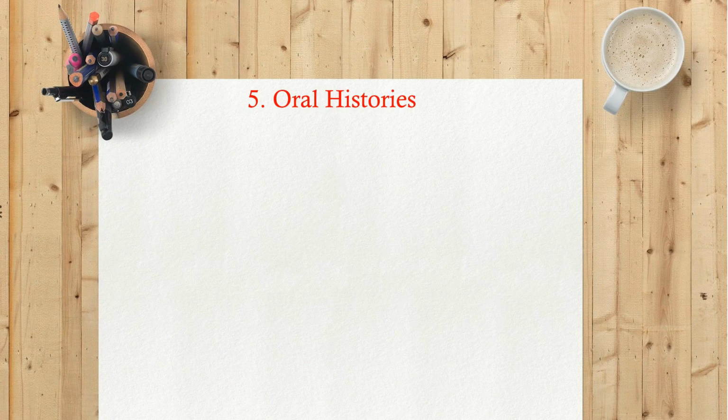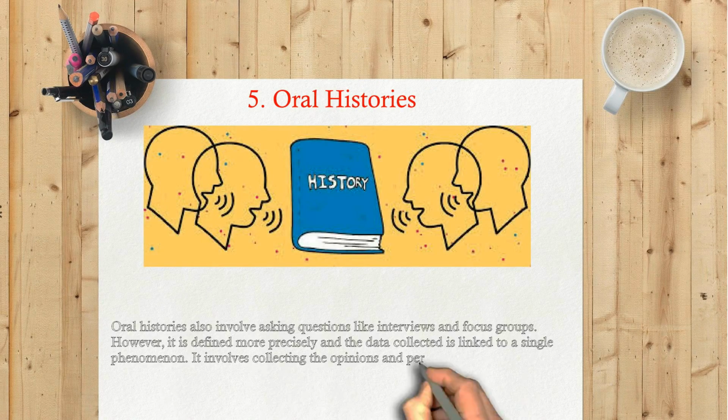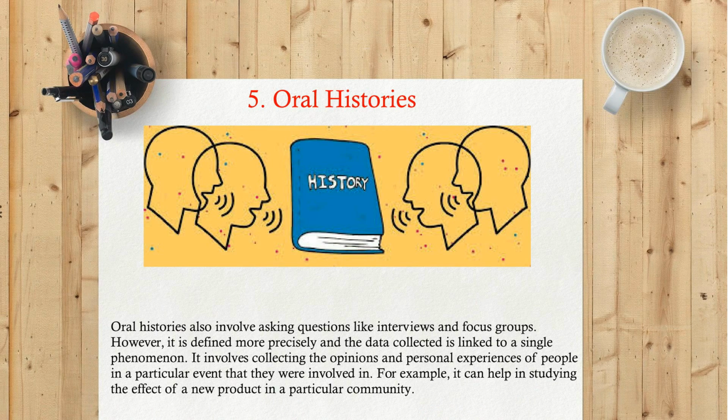5. Oral histories. Oral histories also involve asking questions like interviews and focus groups. However, it is defined more precisely, and the data collected is linked to a single phenomenon. It involves collecting the opinions and personal experiences of people in a particular event that they were involved in. For example, it can help in studying the effect of a new product in a particular community.